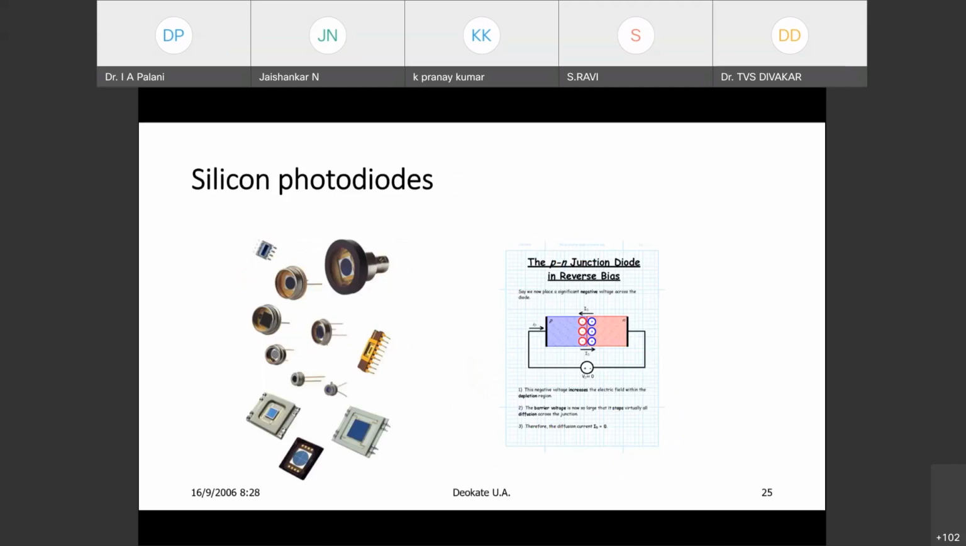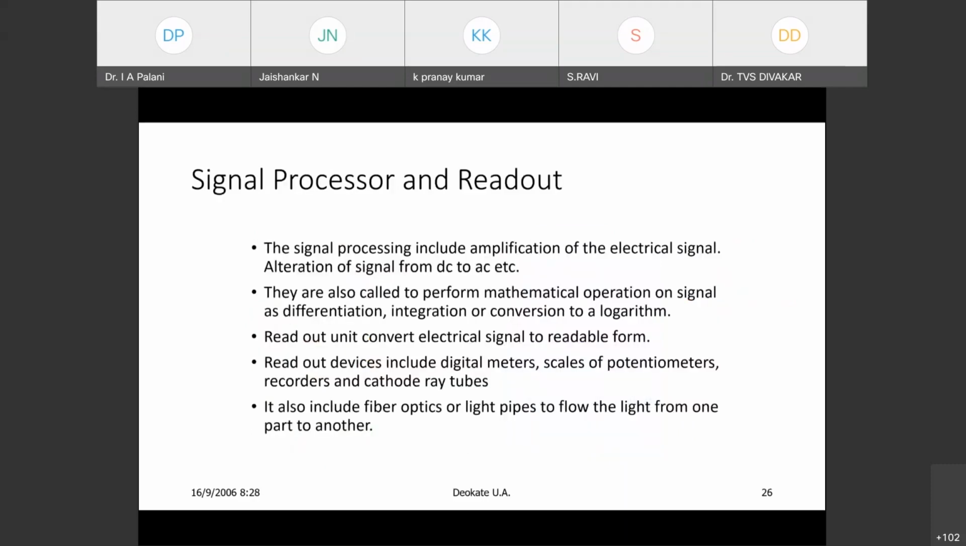Next, you might have heard about the silicon photodiodes. Silicon photodiodes work on almost the same principle. As the name suggests, it has a diode in it. In this diode, when the light falls on it, it will be highly helpful for me to energize the system. These silicon photodiodes are used for different applications.